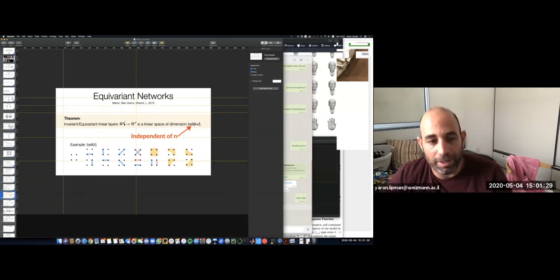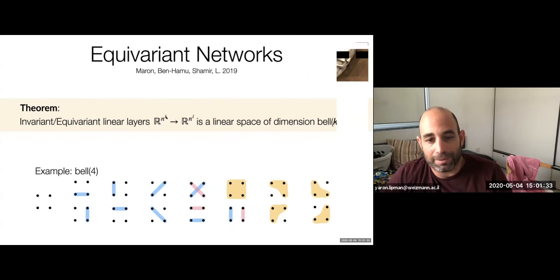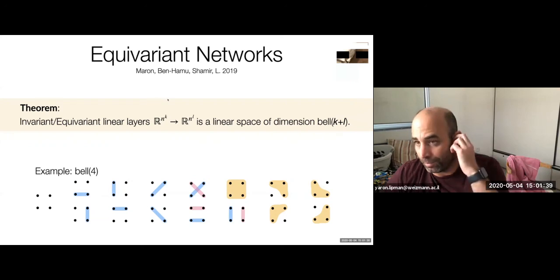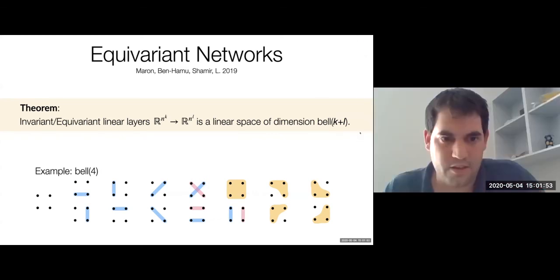So the Bell number is not of the number of vertices, but the order of the tensor. So if you have a matrix, it is n by n, so it would be 2. And if the output is a matrix, it's again going to be 2. So the Bell number is the Bell number of 4. Just 4. It's not related to n. Okay, thank you.